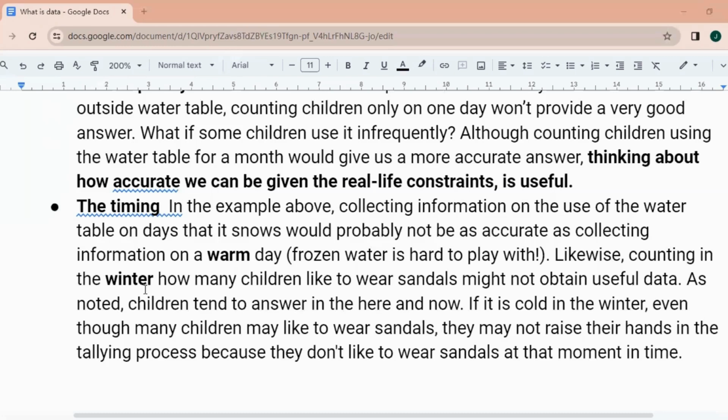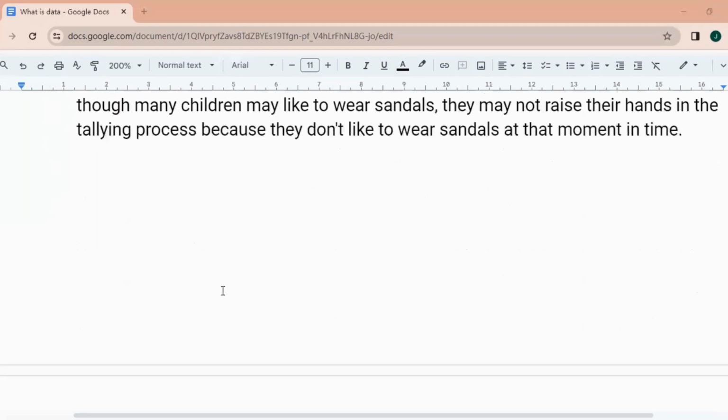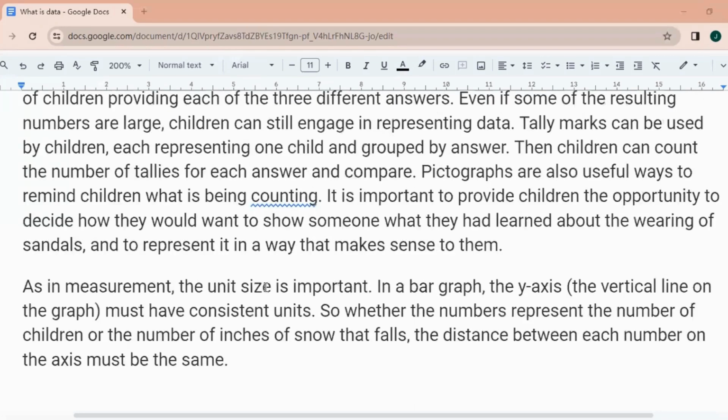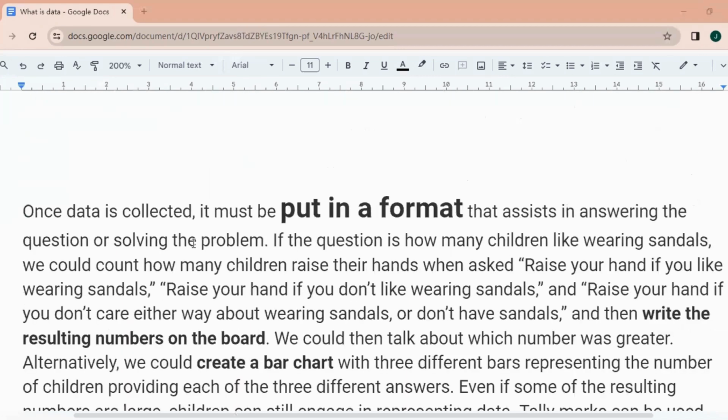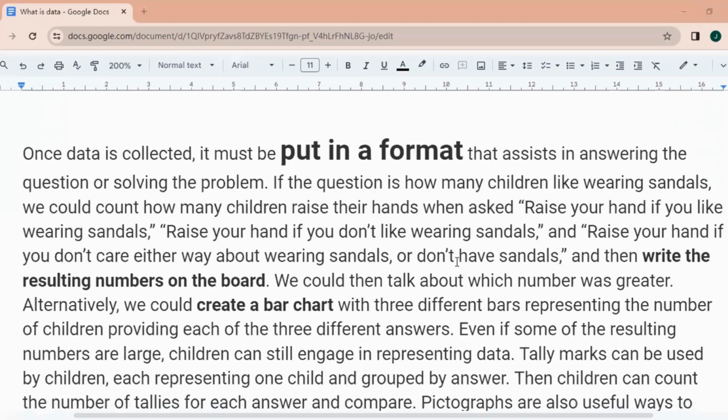So once data is collected, it must be put in a format, or in other words, we must decide how to present this data. Okay, so for example, we are asking the children in the classroom, raise your hands if you like to wear sandals. Alright, so we collect the answers, and then we can write the resulting number on the board, or we can create a bar chart instead. So there are so many different formats that we can use to present data.